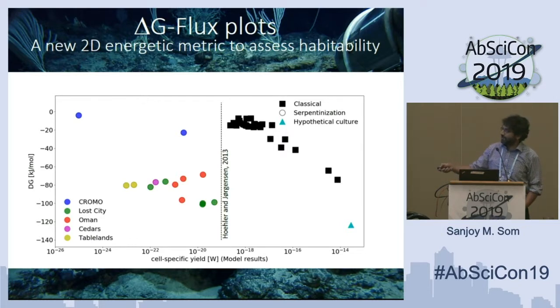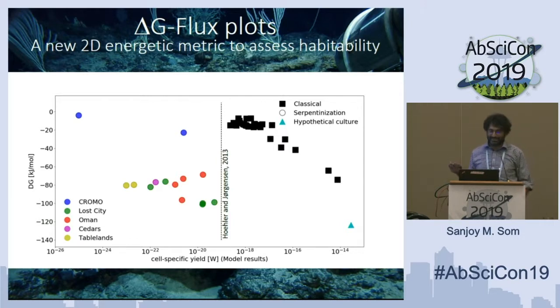What you can see here is all the sites of classical methanogenesis are on the right of a boundary, and the sites of active serpentinization on the left. And this boundary here is a measurement of minimum flux to enable biological turnover, and calculated completely independently from sulfate reducers in Aarhus Bay by Hoehler and Jorgensen in 2013. So this is a very different conclusion than looking at just delta G alone, right? Looking at delta G alone, sites of active serpentinization were awesome for life. Using this perspective, you don't expect methanogens to be present in sites of active serpentinization.